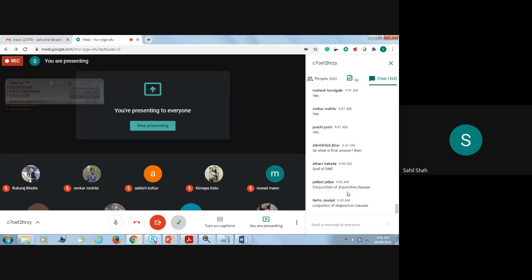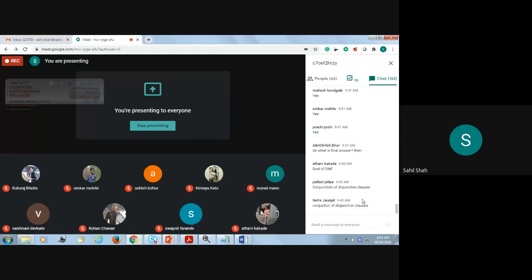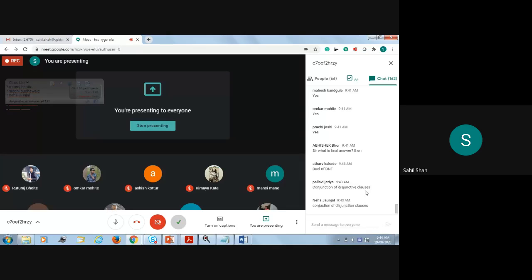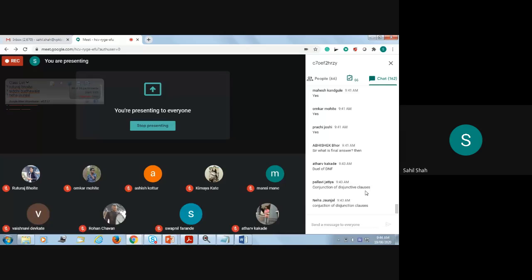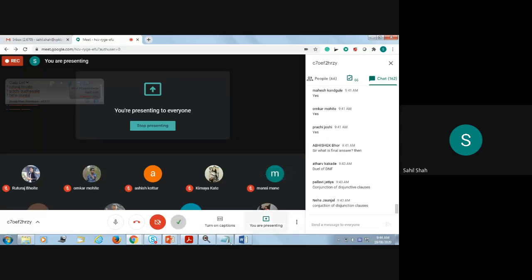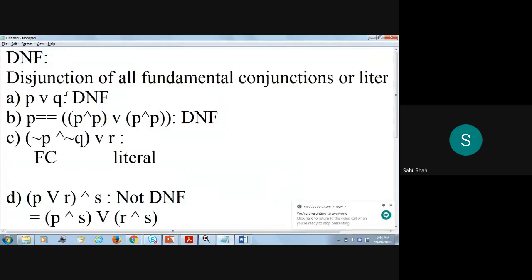So what do you mean by disjunctive clause? It will be disjunction of literals, propositions. That will be a disjunctive clause. Also known as fundamental disjunction. So here we have defined DNF, disjunction of all fundamental conjunctions or literals. While defining CNF, I will say conjunction of all fundamental disjunctions.